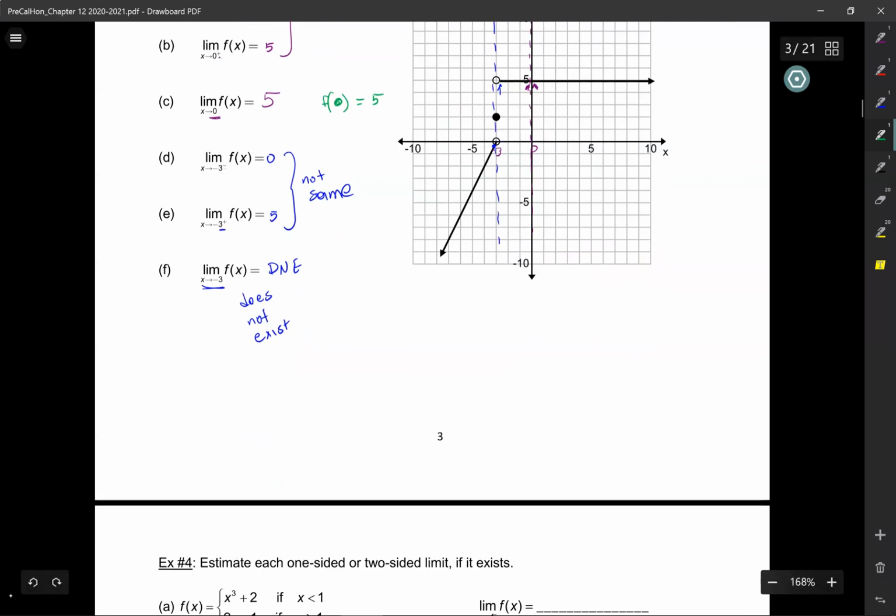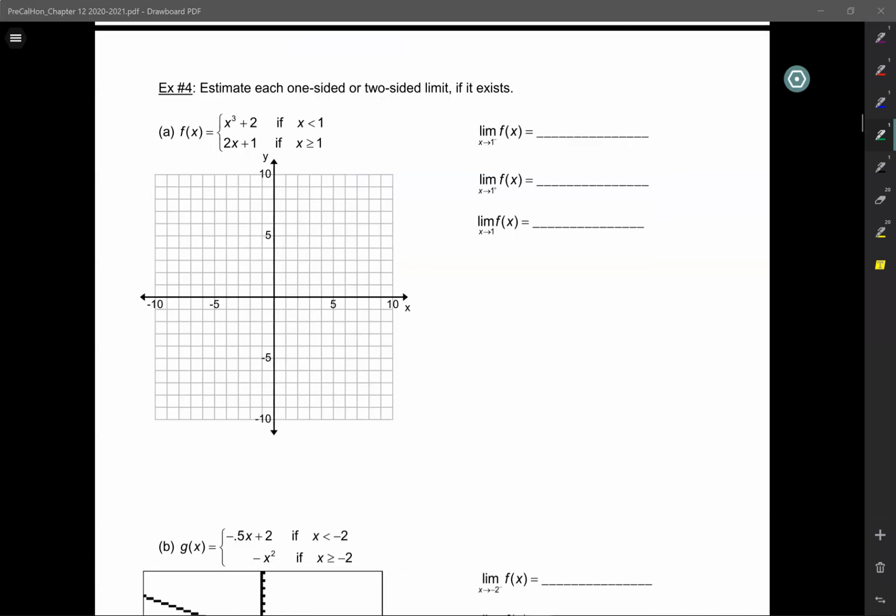Here, we found the limit as x approaches negative 3 does not exist. But what is f of negative 3? At negative 3, what's the y value? 2. Okay? So just reinforcing the fact that the actual value of the function and the value of the limit can be the same. They can be different. One can exist. The other cannot exist. They're independent of one another.